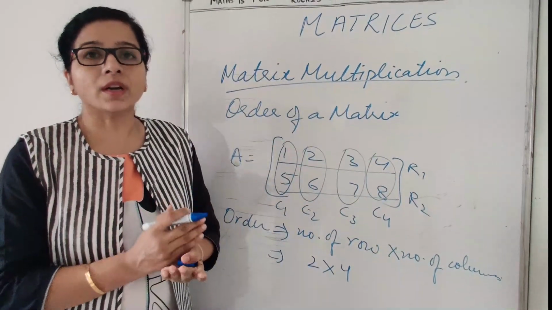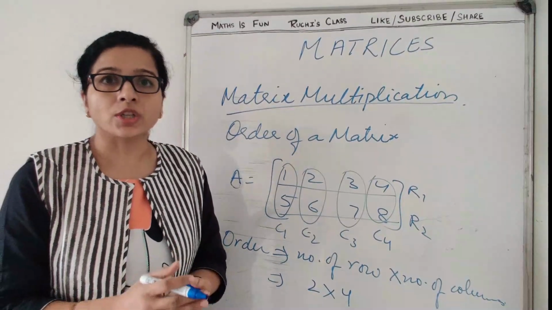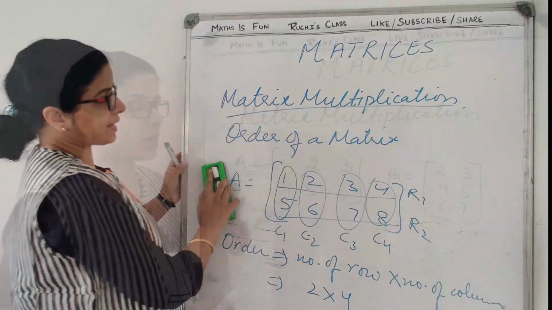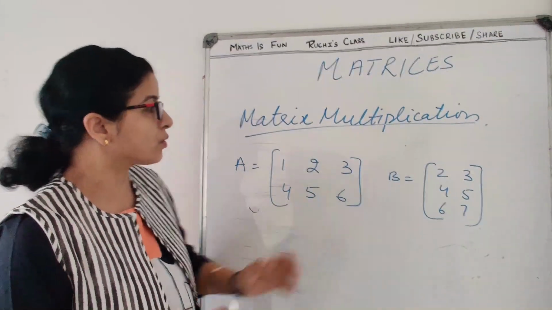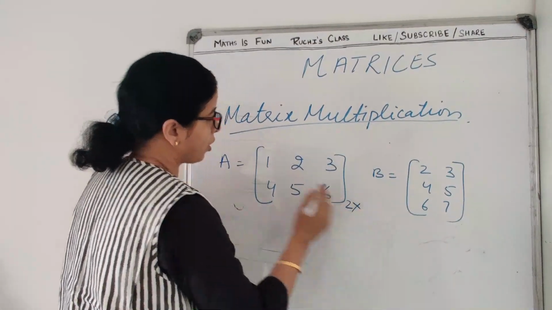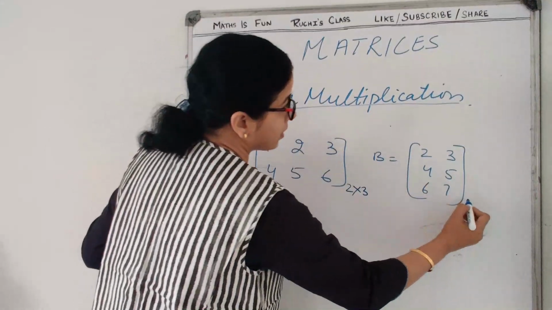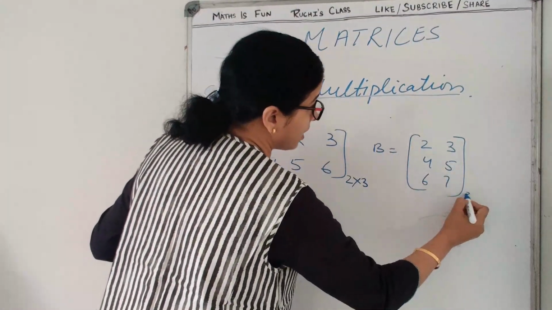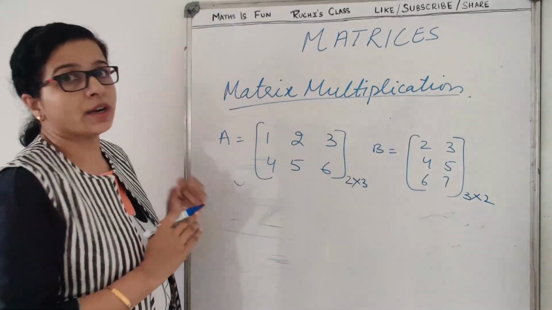Now I'll tell you the condition, how you will understand whether matrix multiplication is possible or not. Let us take one example. I have taken two matrices A and B. What are the orders of the matrices? How many rows are there? 2 rows. How many columns? 1, 2, 3. And for B, how many rows? 1, 2, 3. And the columns? 2.